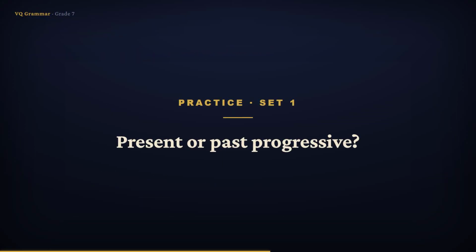In this first set, decide whether each verb is in the present progressive or the past progressive form. Look for the form of be. Then check whether it is present, like am, is, or are, or past, like was or were. Pause the video and try each one on your own before I reveal the answer.